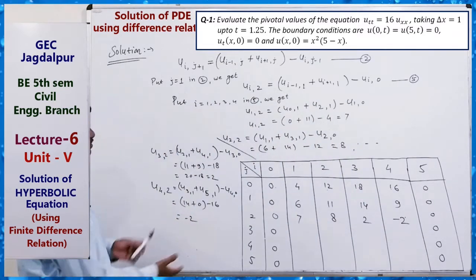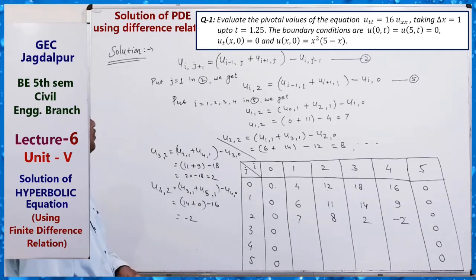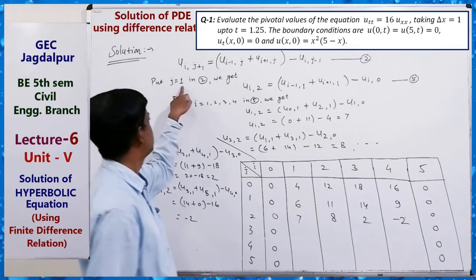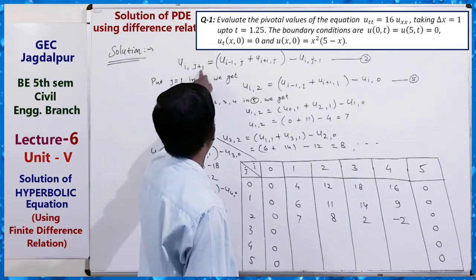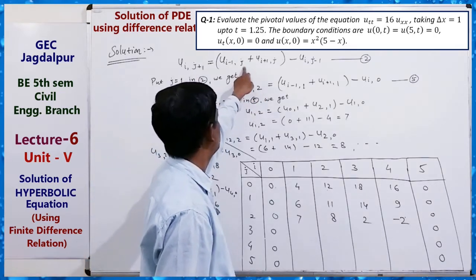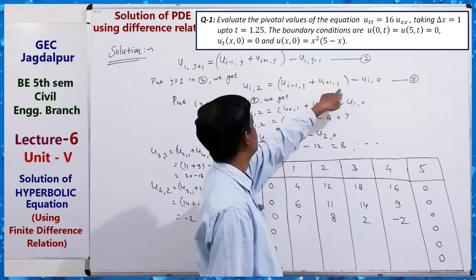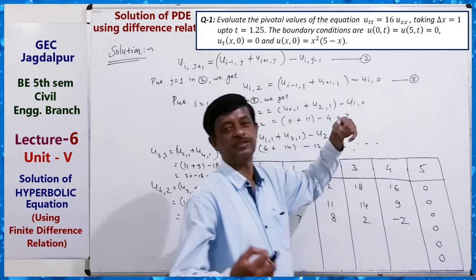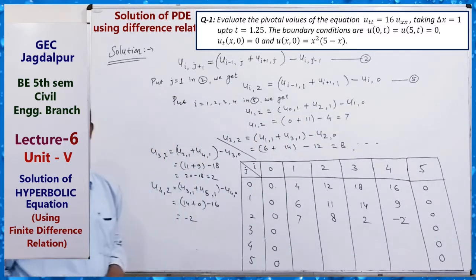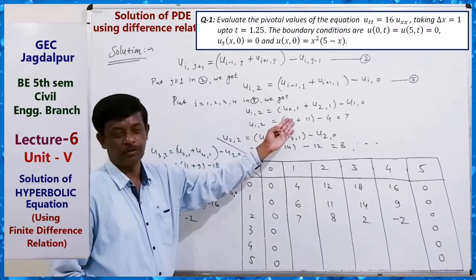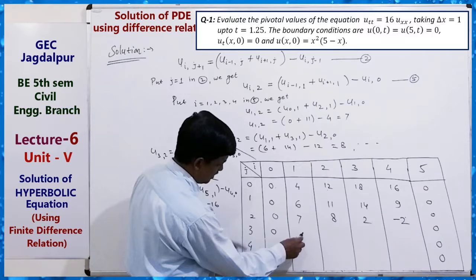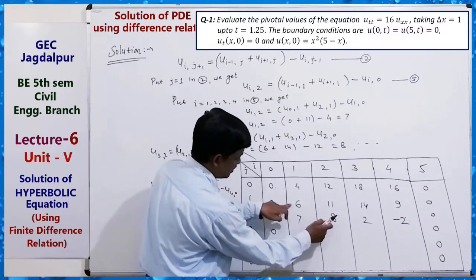In the next stage you can see that for j equals to 2, just one level at u22, and i goes to 1, 2, 3, 4, then you can get the value. How? For getting this: 0 plus 8 minus 6 equals 2.